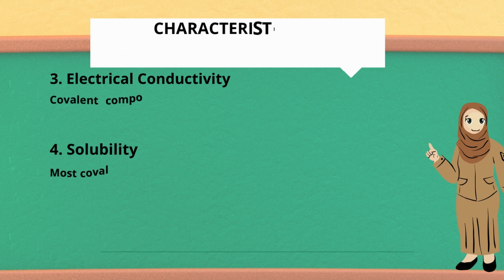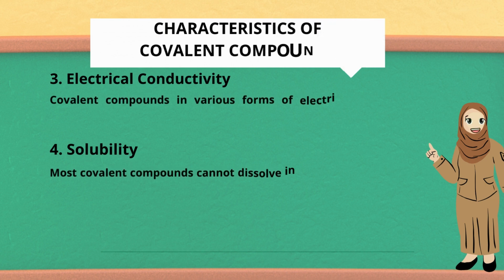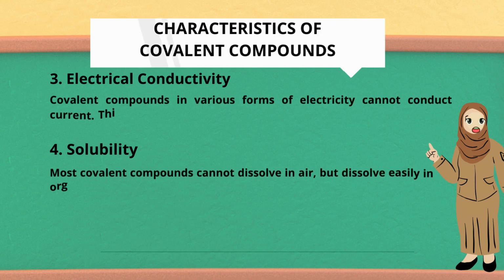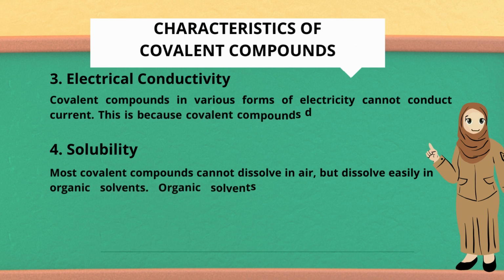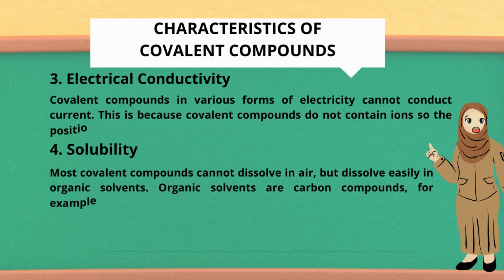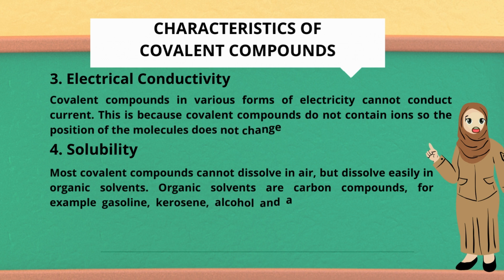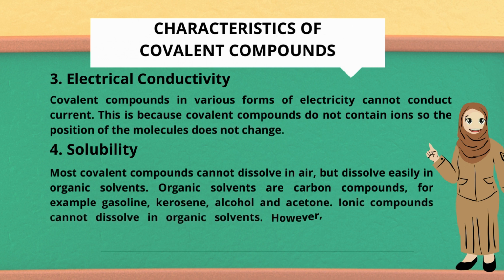The third is electrical conductivity. Covalent compounds in various forms cannot conduct electric current. This is because covalent compounds do not contain ions, so the positions of the molecules do not change.